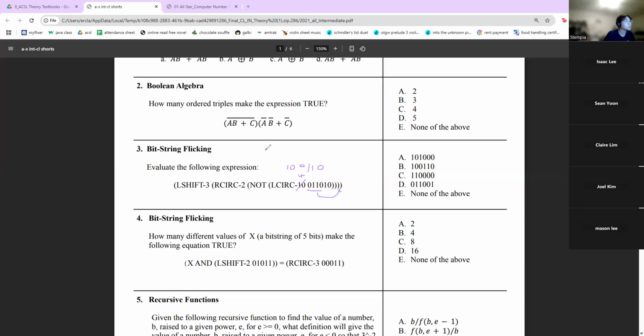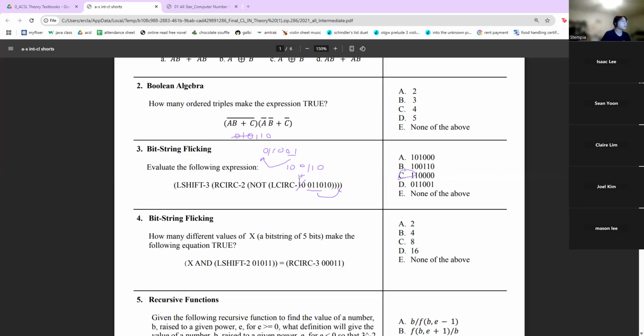Then we're going to do a not expression to give us 0, 1, 1, 0, 0, 1. An RCirc 2, we're going to take the rightmost 2 and move it to the right to give us 0, 1, 0, 1, 1, 0. And finally, L shift 3, we get rid of the leftmost 3 and add zeros at the end to give us 1, 1, 0, 0, 0, 0. That is going to be answer choice C.